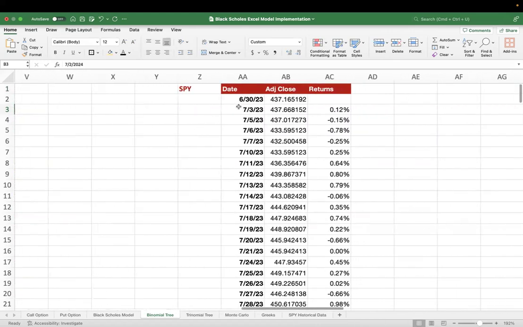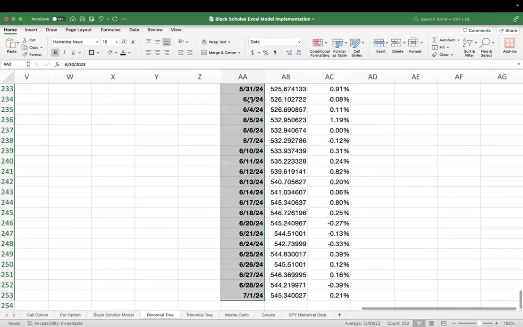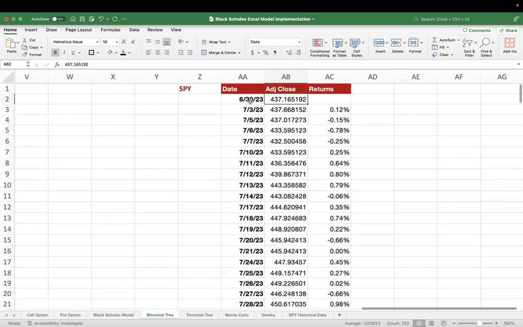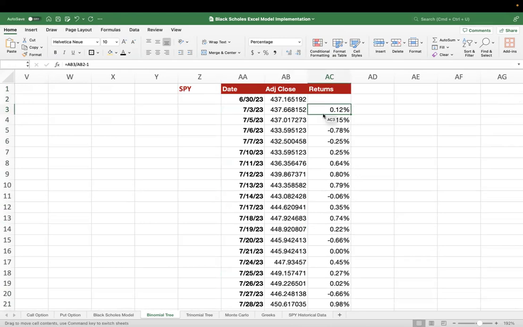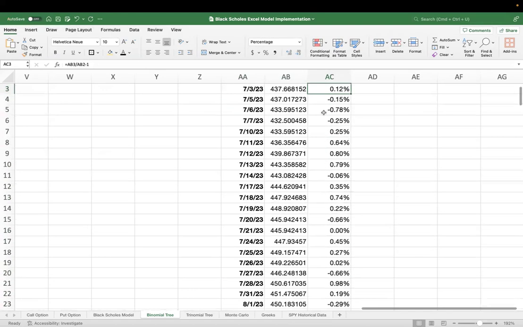So basically, I have taken the data from 30th June 2023 till 1st July 2024. I have considered the SPY data and just calculated the returns.